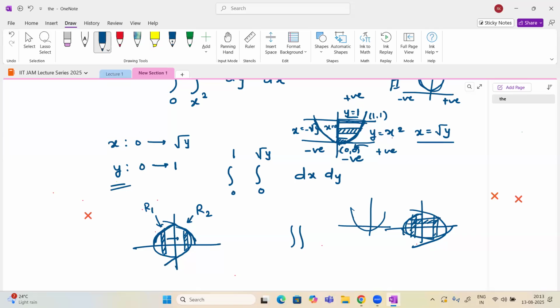Generally, what I personally do, I will tell you. Generally, I consider a vertical strip. But if I feel the problem will be difficult, or we need to divide the region into 2 or 3 parts, in that case only I will go for the horizontal strip. Otherwise, I'm more comfortable with the vertical strip.